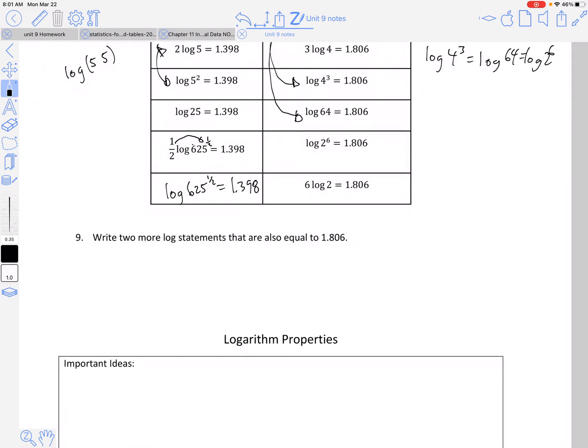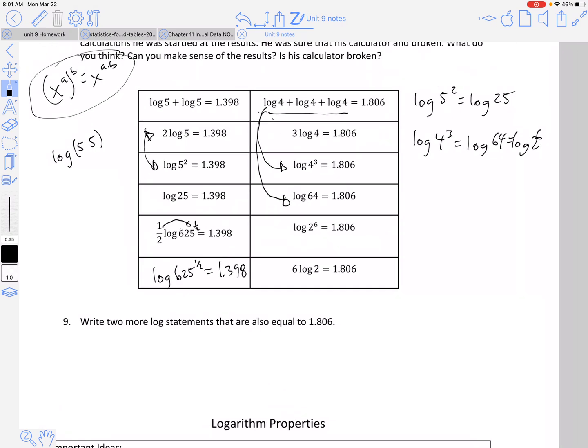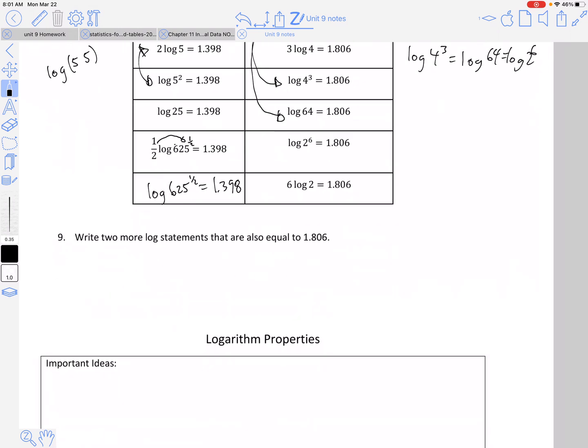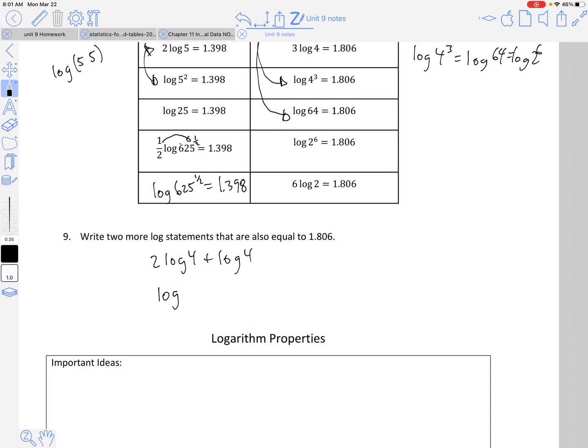All right, write two more logs that are equivalent to 1.806. So we're starting with this guy here, right? So if I have two of them, I could write 2 log 4 plus log 4, which would be log 4 squared plus log 4.